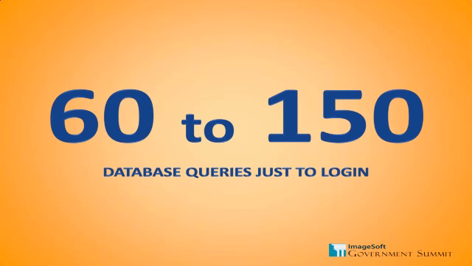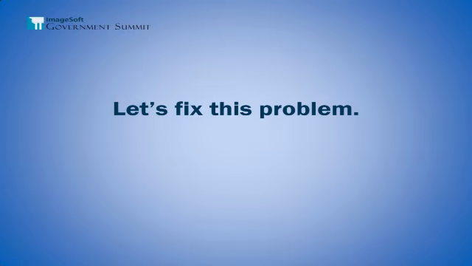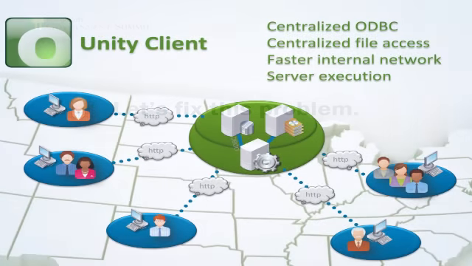All right, okay. Let me just click through a couple things. This will kind of illustrate that. So here's the client machine. We've got direct ODBC, direct access to the disk group, and the workstation has to do all of the work. That's kind of what's happening with the OnBase client environment. So how do we fix that? Unity. So now let's take another look.